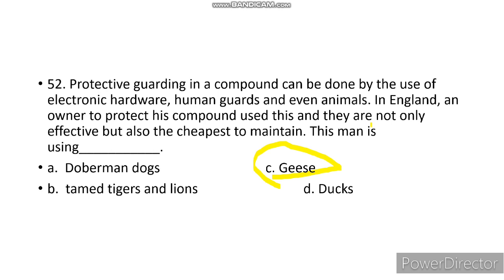These geese, maingay to, 'di ba? Mas maingay to sa duck. Diba nga yung nangahabol pa nga to. So, maingay yan, lalo pag madami. So, pag may tao, sabay-sabay yan.